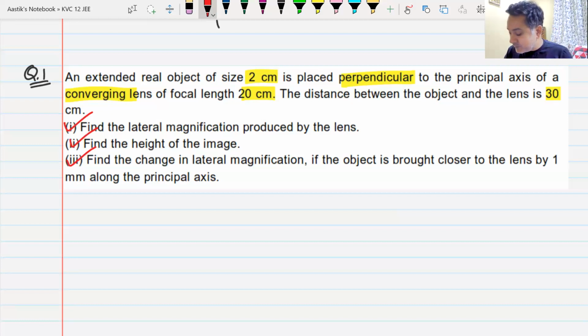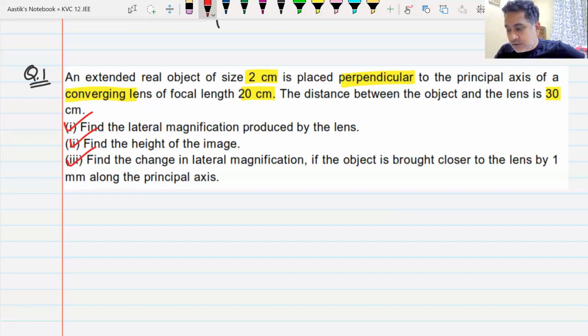So quickly, I can do it in a variety of ways. What is the quickest way that I have? MT, the transverse magnification, is equal to F upon F plus U, since F is given and U is given. F is plus 20. How much is the value of U, my dear friends? U is minus 30, beta. And therefore your answer will come an astounding minus 2. Do we understand this? Yes or no?